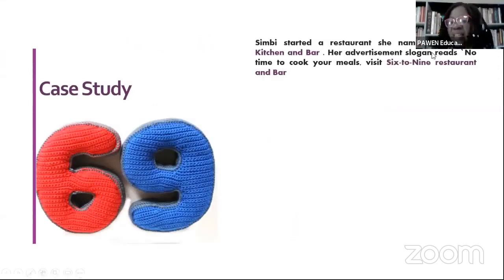So let's take a quick look at the case study. I even talked about it earlier. Cindy started a restaurant she named 6 to 9 Kitchen and Bar. An advertisement slogan read, "No time to cook your meals, visit 6 to 9 Kitchen and Bar." Her value proposition was providing fast food to anyone who does not have time. We live in a fast world now, and everybody wants things at the click of a hand. So her proposition is, if you don't have enough time to cook, just come to my restaurant, and you get good food.